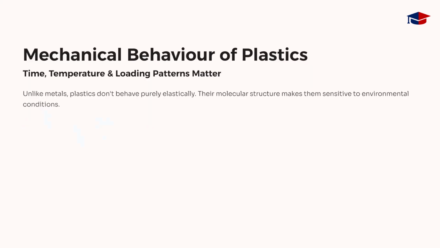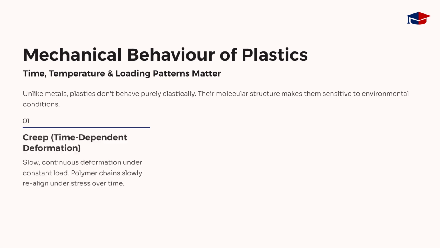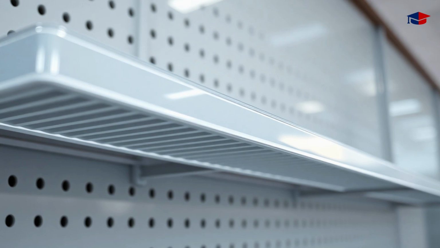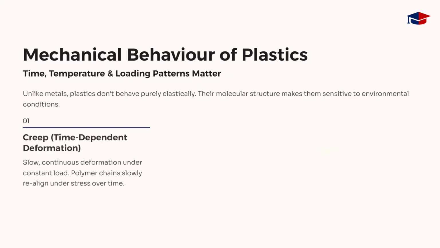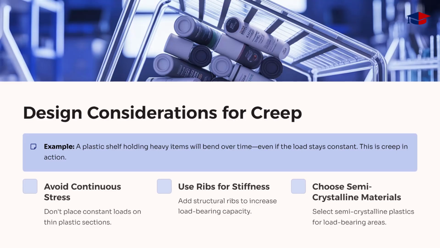Now let's connect this structure to mechanical behavior, because this is where plastics differ most from metals. One of the most important behaviors to understand is creep. Plastics deform over time when subjected to a constant load. Even if the applied stress is well below the material's strength, the polymer chains slowly rearrange themselves, leading to gradual deformation. This is why plastic shelves sag, clips loosen, and housings slowly change shape over months or years. Creep is strongly influenced by temperature, time, and material structure. Semi-crystalline plastics generally perform better under long-term load, while amorphous plastics are more sensitive to creep at elevated temperatures.